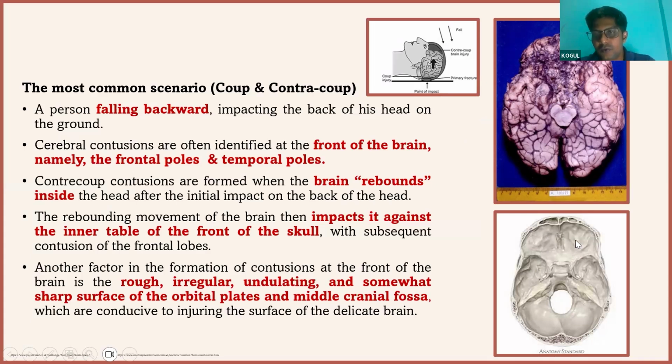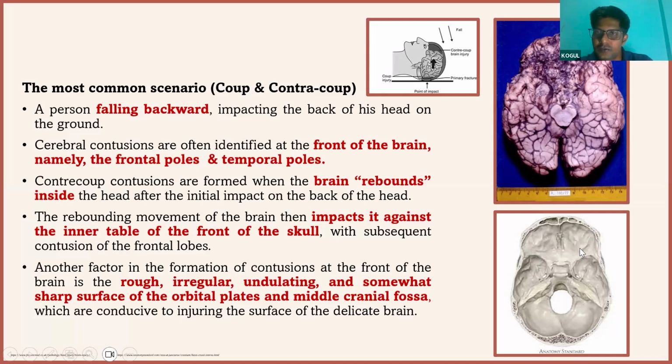So the brain moves between the bone and the inner aspect of the skull. There is a relative movement between them, and that irregularity causes severe injury. Compared to coup injury, contrecoup injury is severe because there is significant negative pressure. At the same time, there is relative movement between the brain and the skull bone, which causes severe injury.